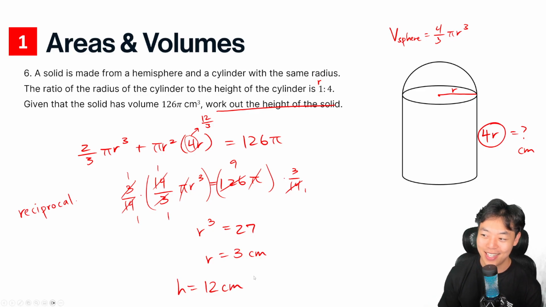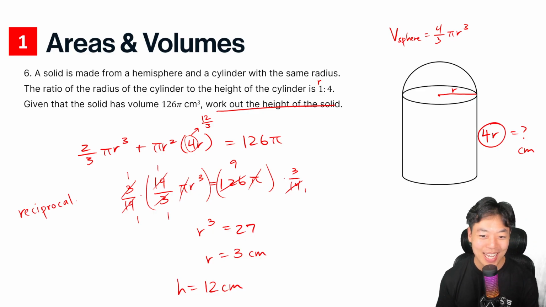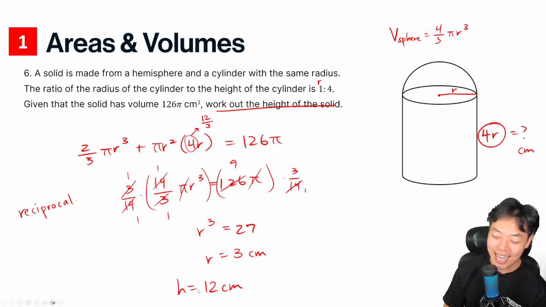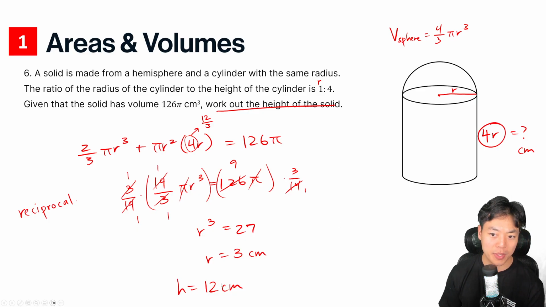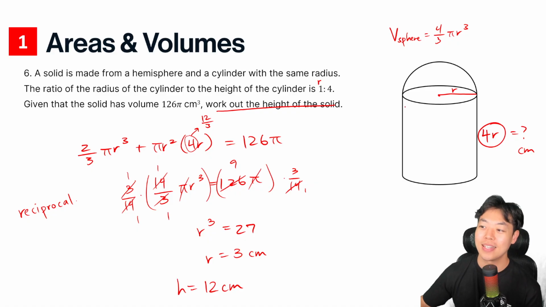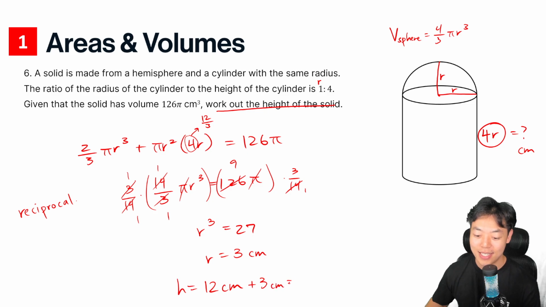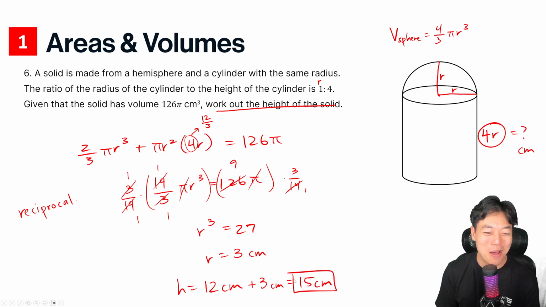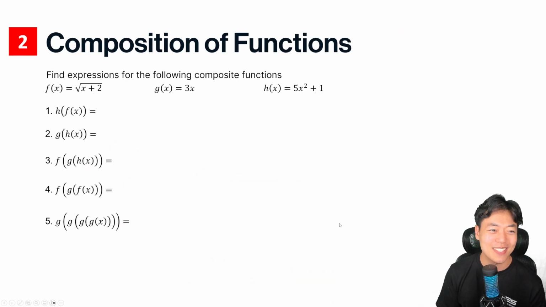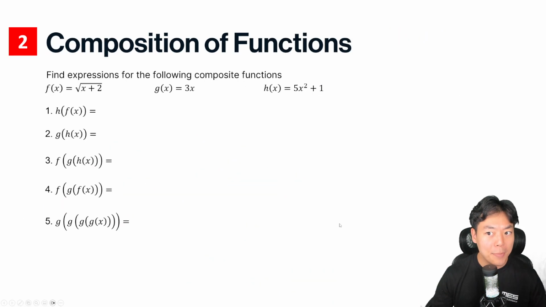Ooh, we actually need to go a little further, don't we? Did anyone catch what the actual answer would be here? The height of the cylinder is 12 centimeters, but the height of the solid? There's another r here. So we have to actually add 3 centimeters to this, and our final answer will be 15 centimeters. That is a very neat problem, and if you got that, you're definitely ready to see areas and volumes in AP Calculus.